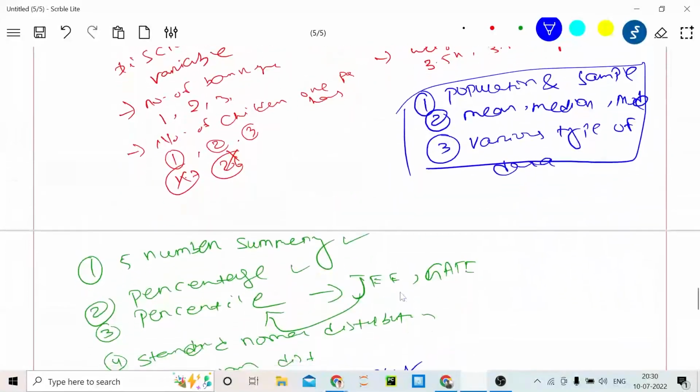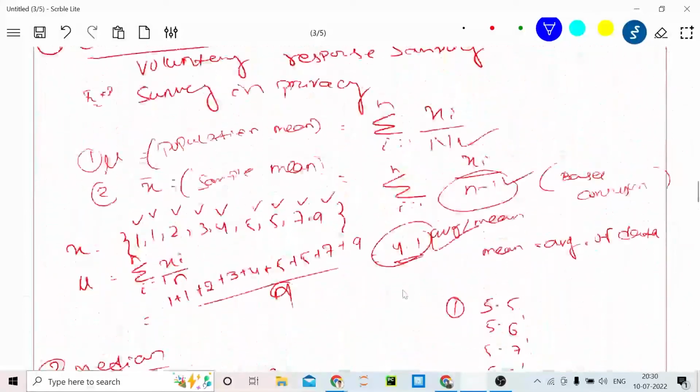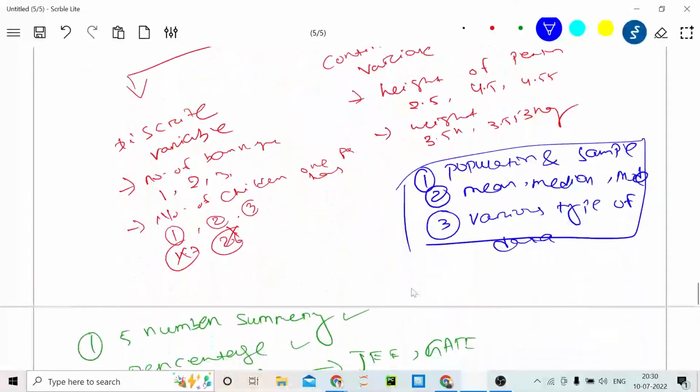Convenience sampling is like this. Suppose you have a survey and I will ask you for your personal information, like your name. I will give you a Google form and ask you to fill it up: your name, your age, your Facebook ID, your Insta ID, maybe your Twitter ID.